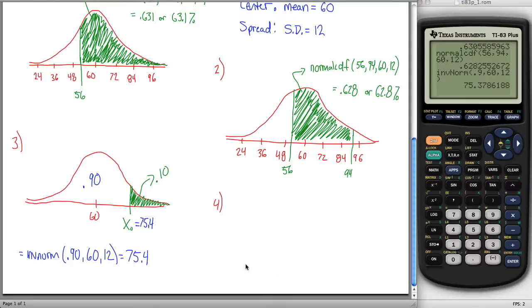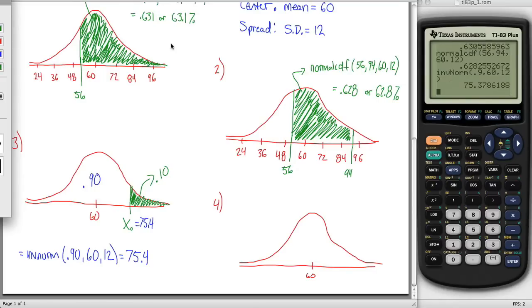Finally, number 4. Same picture. You might note that I didn't make a bigger scale here. I didn't put the 72, 84, 96 because when I put X naught in, I didn't know what its value was. So I didn't know where to put it, is my point. I know it was bigger than the mean because only 10% was above it, but I didn't know how far left and right to go. So by leaving off the scale, it makes sure that I'm not wrong.